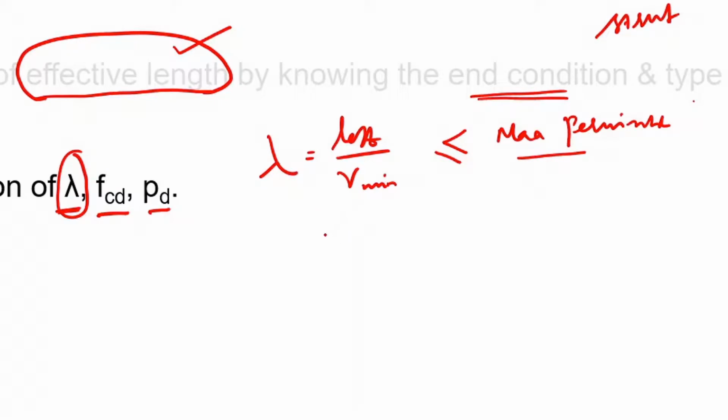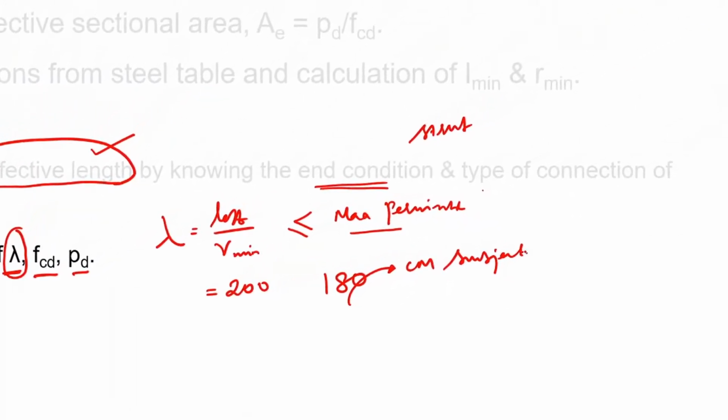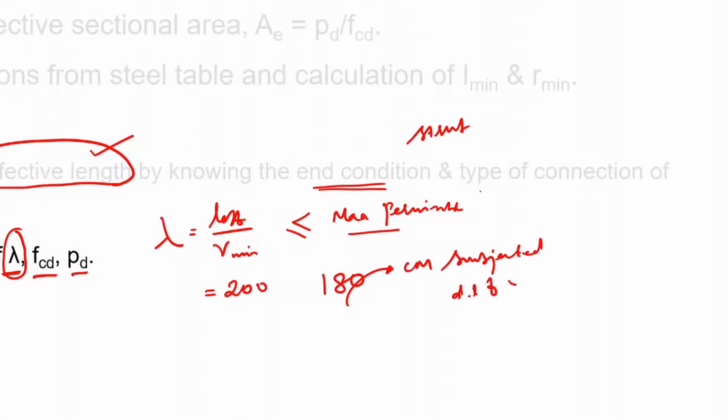For example, if the slenderness ratio for the selected section comes out to be 200, and the column is subjected to dead load and imposed load, in that situation the slenderness ratio should not exceed 180 for a compression member subjected to dead load and imposed load. But here it has exceeded the maximum permissible slenderness ratio, so we need to revise this section.